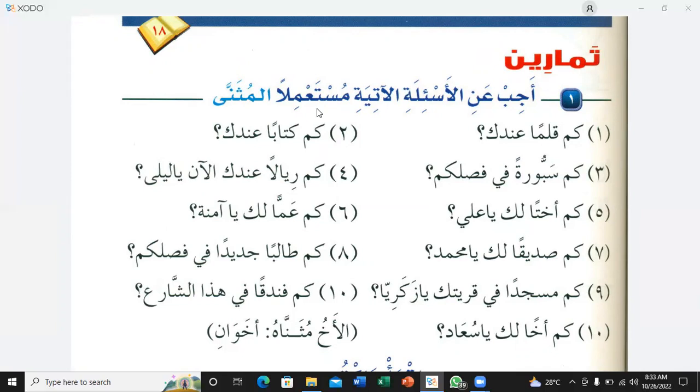Muhammadun, li akhun wahidun. I have one brother. Al-mudarris: wa kam ukhtan laka? How many sisters do you have? Wa kam ukhtan laka? And how many sisters do you have?